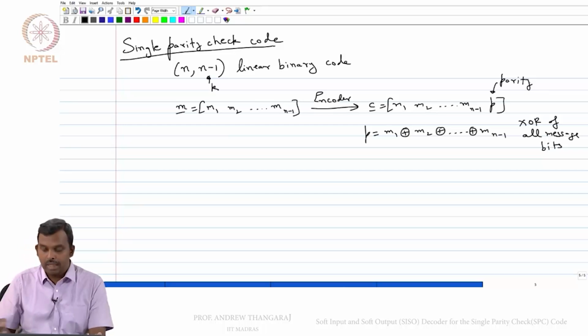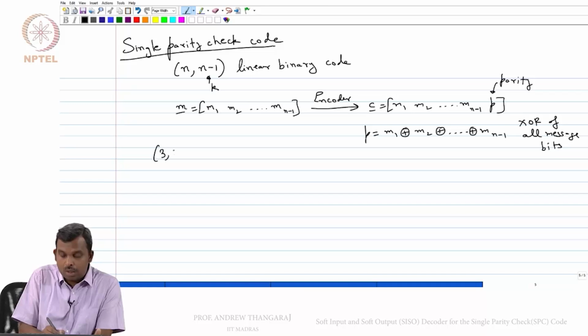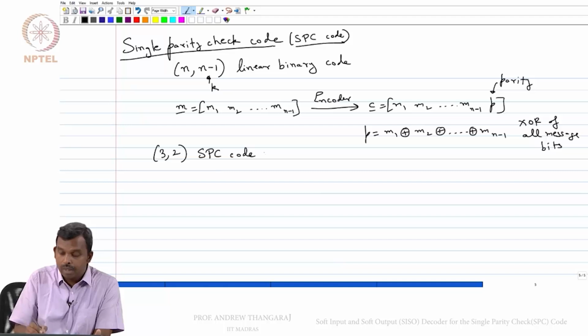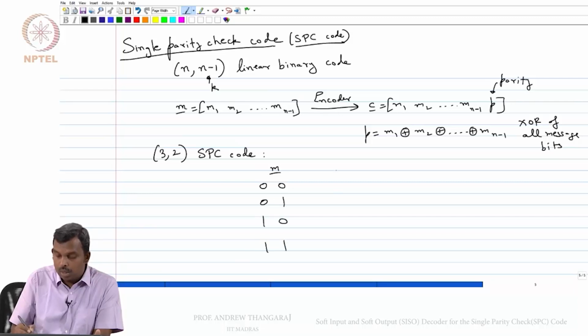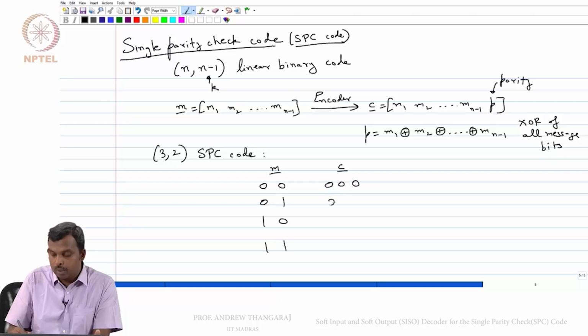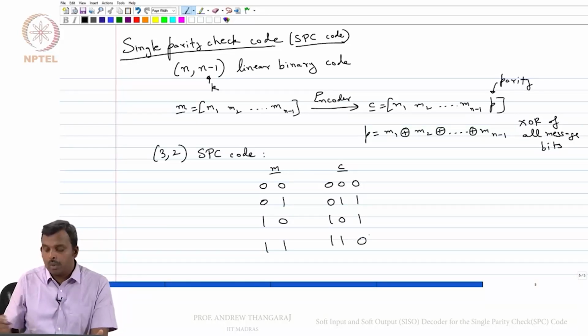Okay, so let's look at the 3,2 single parity check code, SPC code. I will abbreviate this as SPC code. Okay, so here the message could be 00, 01, 10, 11, and what will the corresponding code word be? 00, and the parity here is going to be 0 again. The XOR of these two is 0, for 01 you will have 1, for 10 you have 1, for 11 you will have 0.